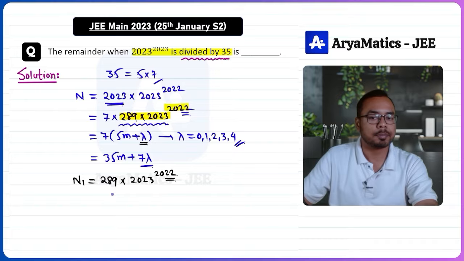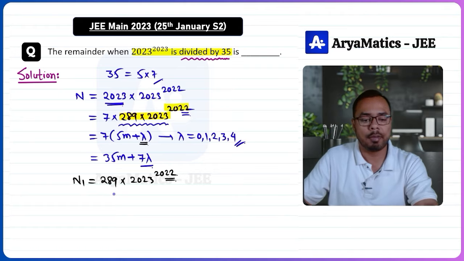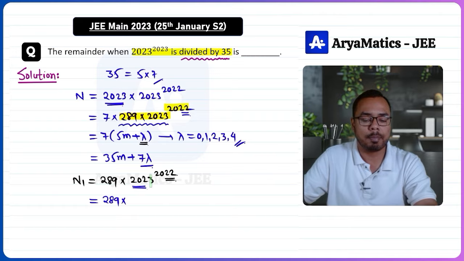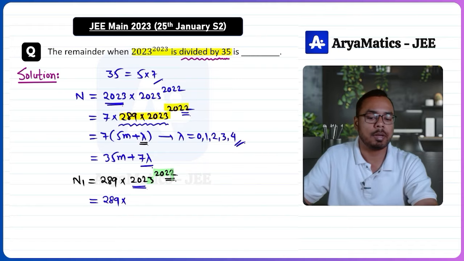Now in order to find the remainder when a number is divided by 5, we have to find the digit at unit place of that number. If I can get the digit at unit place of this number n1, then we can easily see what will be the remainder when we divide this number by 5. Also, for finding the digit at unit place, only the unit digit is significant, right? For example, the digit at unit place of 2023 raised to 2022 will be the same as the digit at unit place of 3 raised to 2022. All the other digits are irrelevant when we are calculating the digit at unit place.